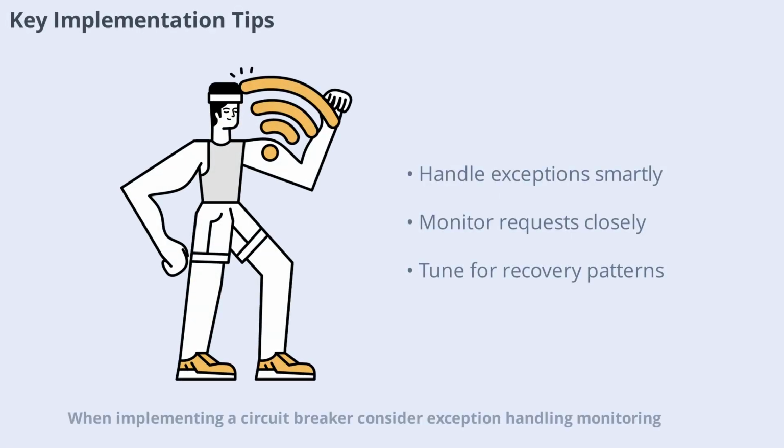In implementing a circuit breaker, consider exception handling, monitoring, and recoverability. Your app should handle exceptions gracefully, perhaps by degrading functionality or providing alternative data. Monitoring is crucial. Use distributed tracing and logging to keep an eye on both failed and successful requests. Also, configure the circuit breaker to match the recovery pattern of your operation, so it doesn't stay open too long or switch states too quickly.